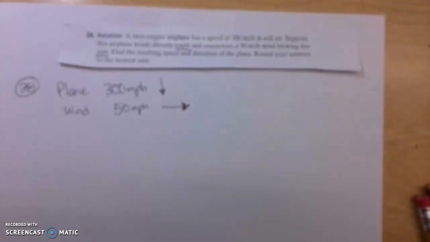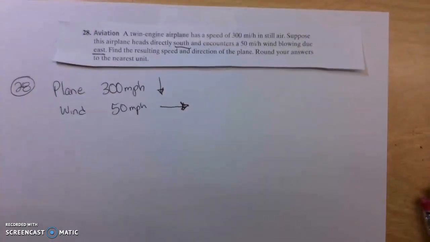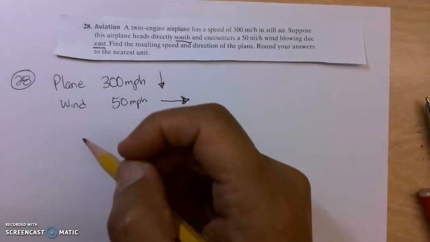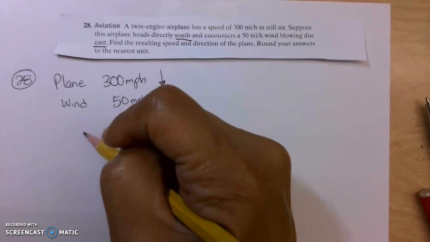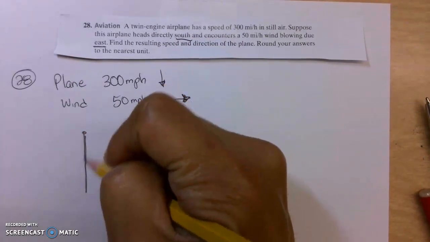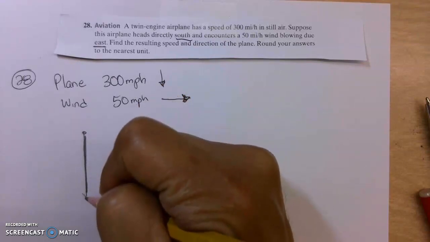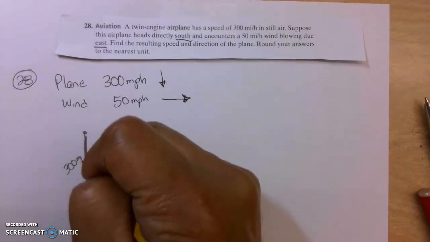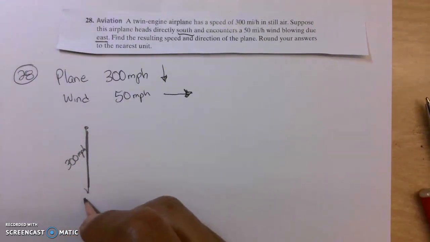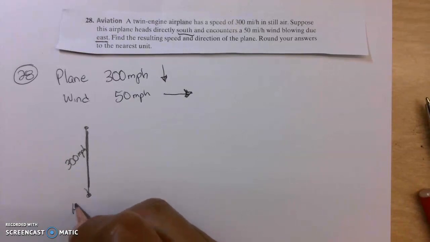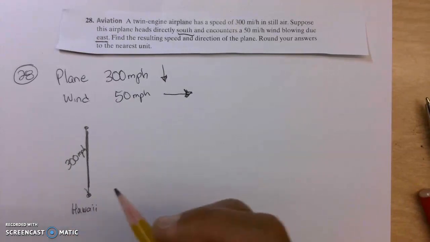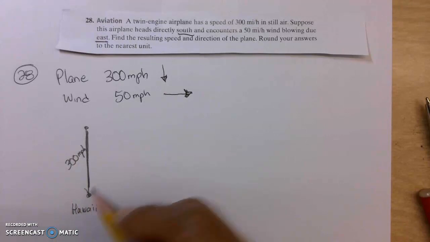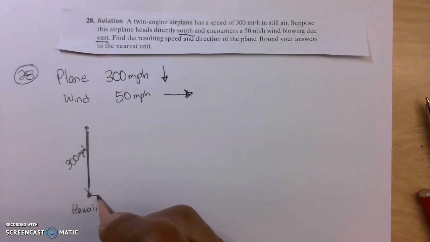So if there was no wind, this plane would just be going south. So let's draw this. If there was absolutely no wind, this plane would just go this way, and everything would be happy, and it's going 300 miles per hour. That's the magnitude. And it ends up here, whatever his destination is, Hawaii. But there is wind, and the crosswind is going directly east, pushing the airplane this direction. The magnitude is 50, so I'll put a 50 there.